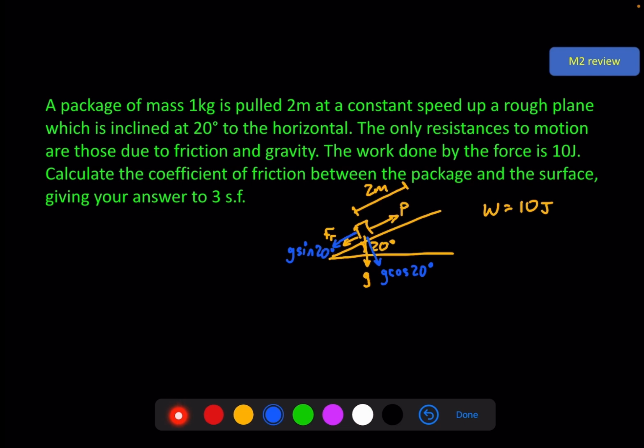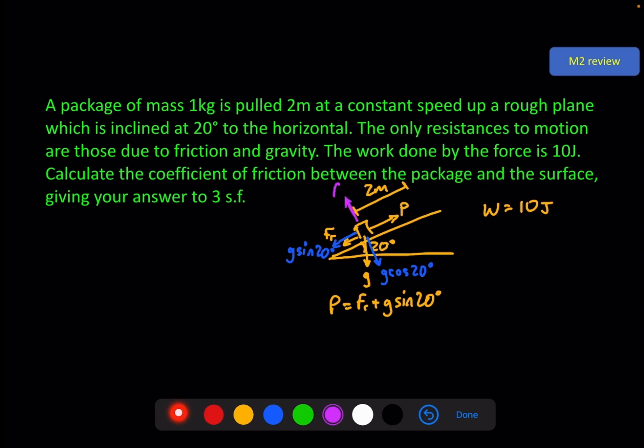So in the previous video we did an example where we used the weight of the force to find the work done against gravity, and we used the friction to find the work done against friction, but in this question the work done is by this force, and this force, if it's moving at a constant speed, which it is, is equal to the friction plus this component of gravity here. So P is equal to the friction plus g sine 20, and this is the force we know the work done for.